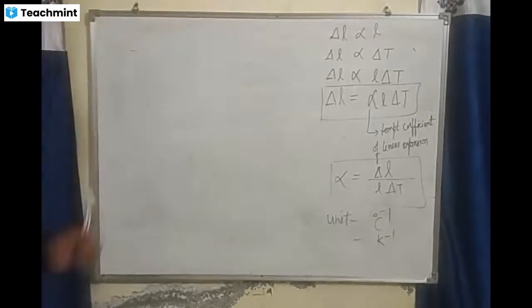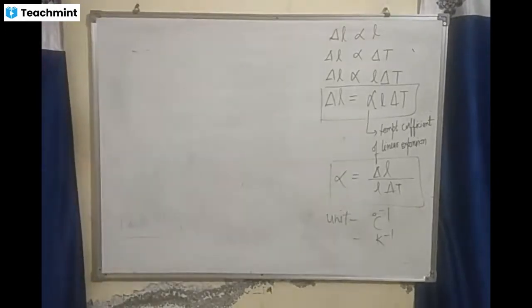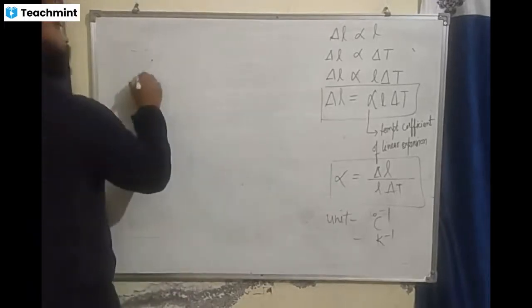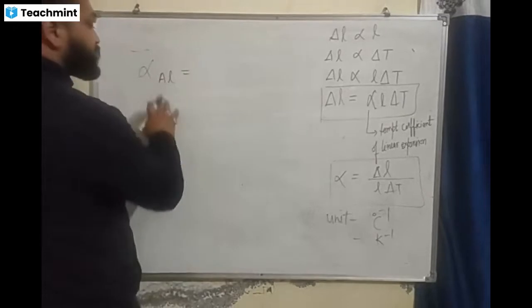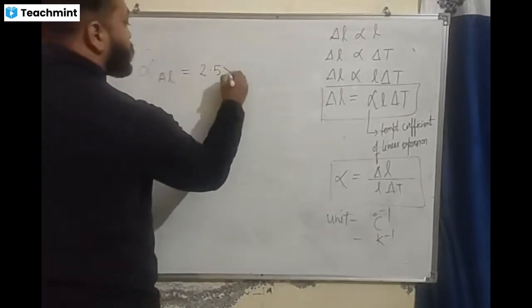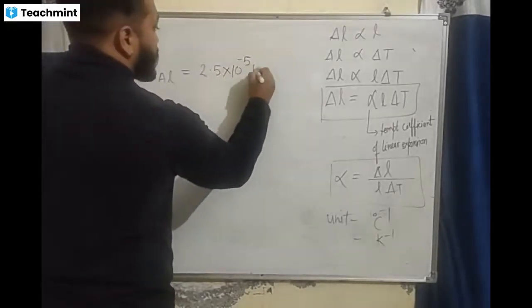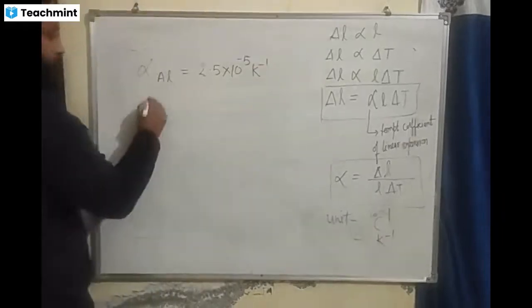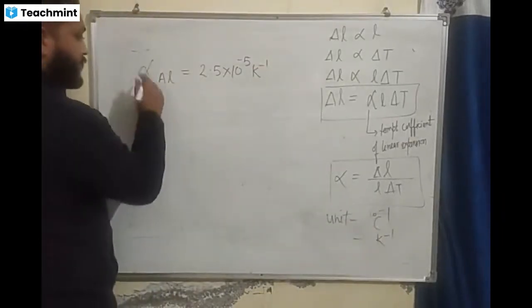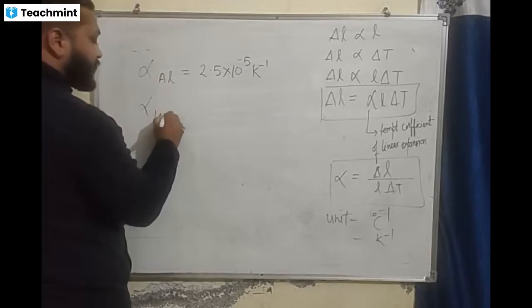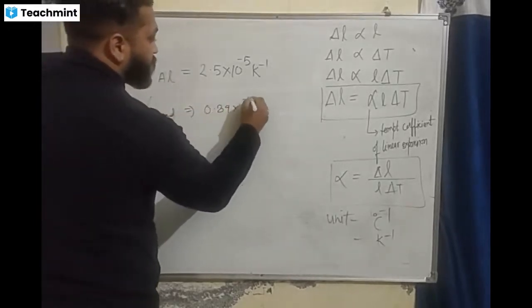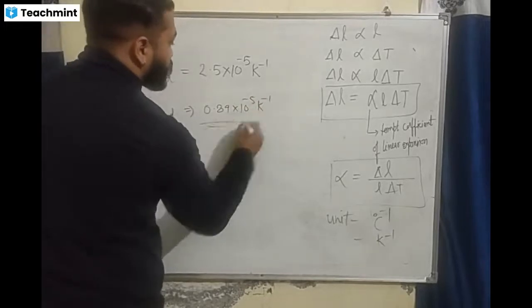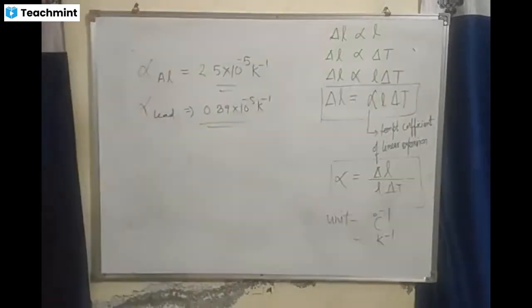Just telling you two examples. For aluminium, the temperature coefficient of linear expansion is 2.5 into 10 to the power minus 5 per Kelvin. Whenever we are talking about the value of alpha for lead, it is 0.89 into 10 to the power minus 5 per Kelvin. So now you tell me which has more expanding ability.